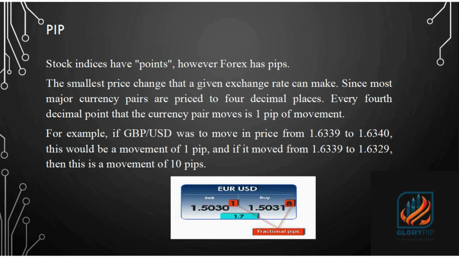So, how do you see it? Most Forex pairs are quoted to 4 decimal places. That means the 4th digit after the decimal is the PIP. For an example, let's say GBP USD is equal to 1.6339. If the price moves to 1.6340, that's a 1 pip increase. If it drops to 1.6329, that's a 10 pip decrease. So even a tiny number can mean something important in Forex.